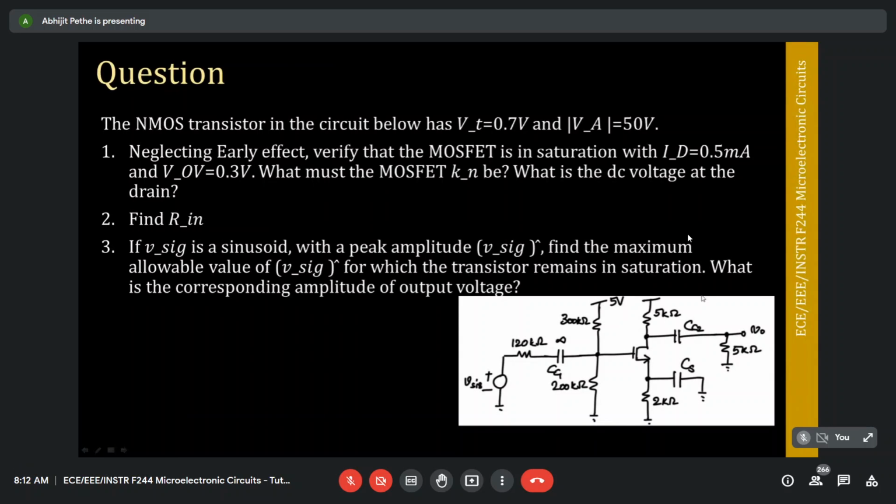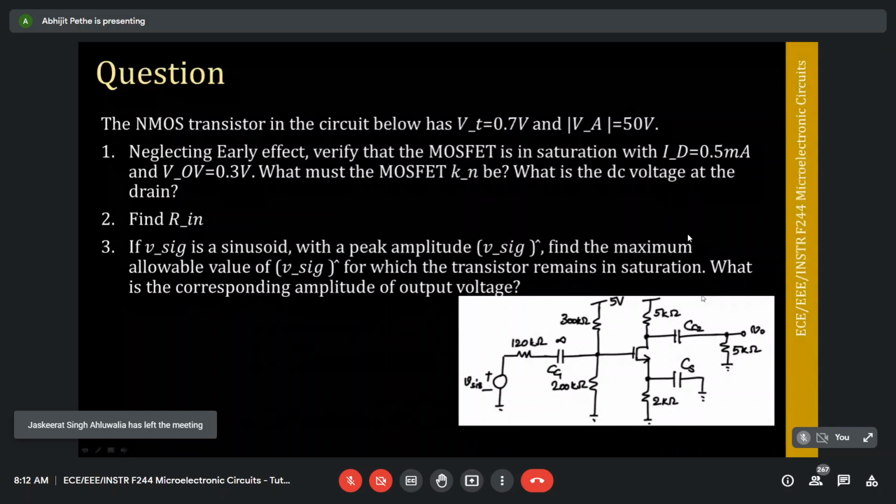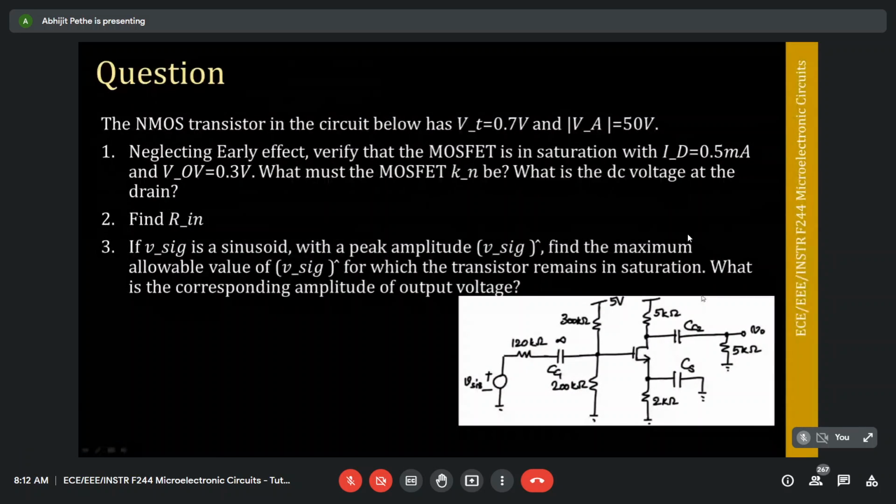what kind of amplifier do you see here? It's a common source. Why is that? Because the input is at the gate and the output is pulled at the drain. Good, right? So this is a common source amplifier. So the first question is, can one of you do the first part?